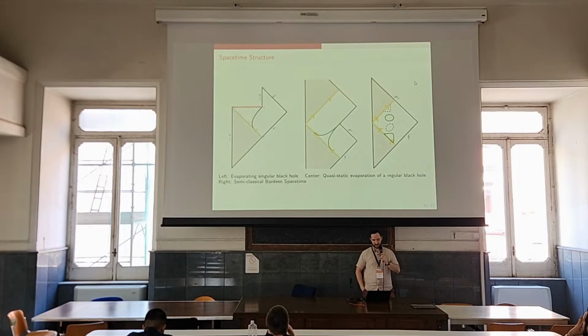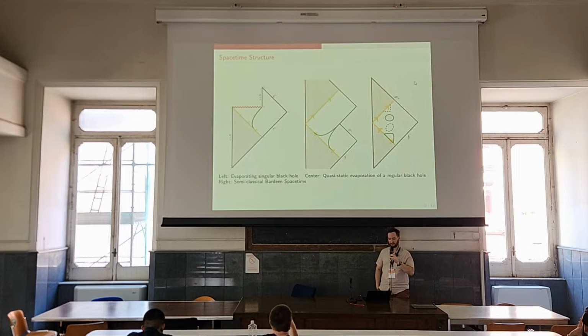This is in contrast to the standard picture of an evaporating singular black hole shown on the left, where you have a singularity. After the singularity disappears, you get this extra triangle region on top, but the whole space-time is not globally hyperbolic. Also in the middle, this is the quasi-static picture of an evaporating regular black hole. Here it takes infinite time for the black hole to evaporate, and it approaches an extremal state where, again, you have this additional region and the space-time is not globally hyperbolic.